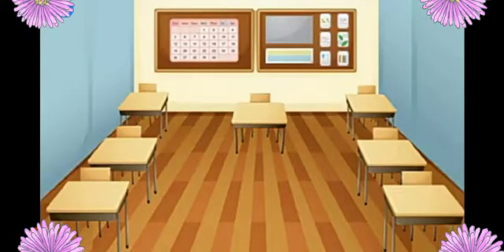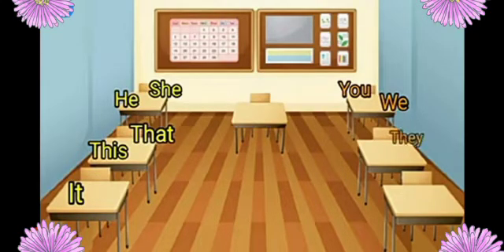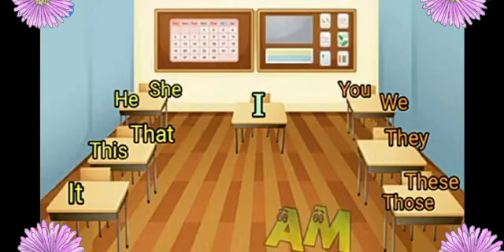There was a class having a group of friends. He, she, this, that, it was a group of friends. The second group was you, we, they and these, those. And I was alone. Three new students came to their class. First came am.